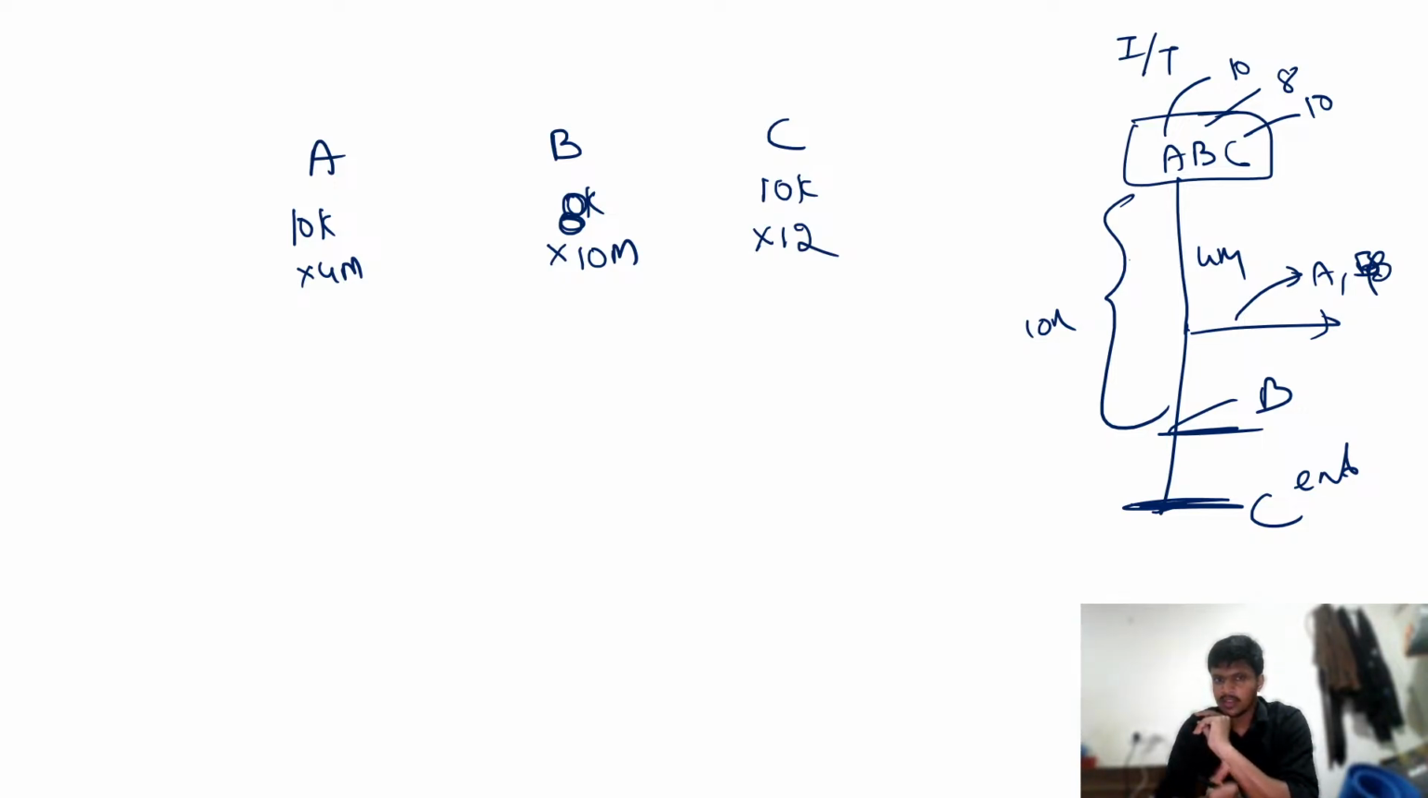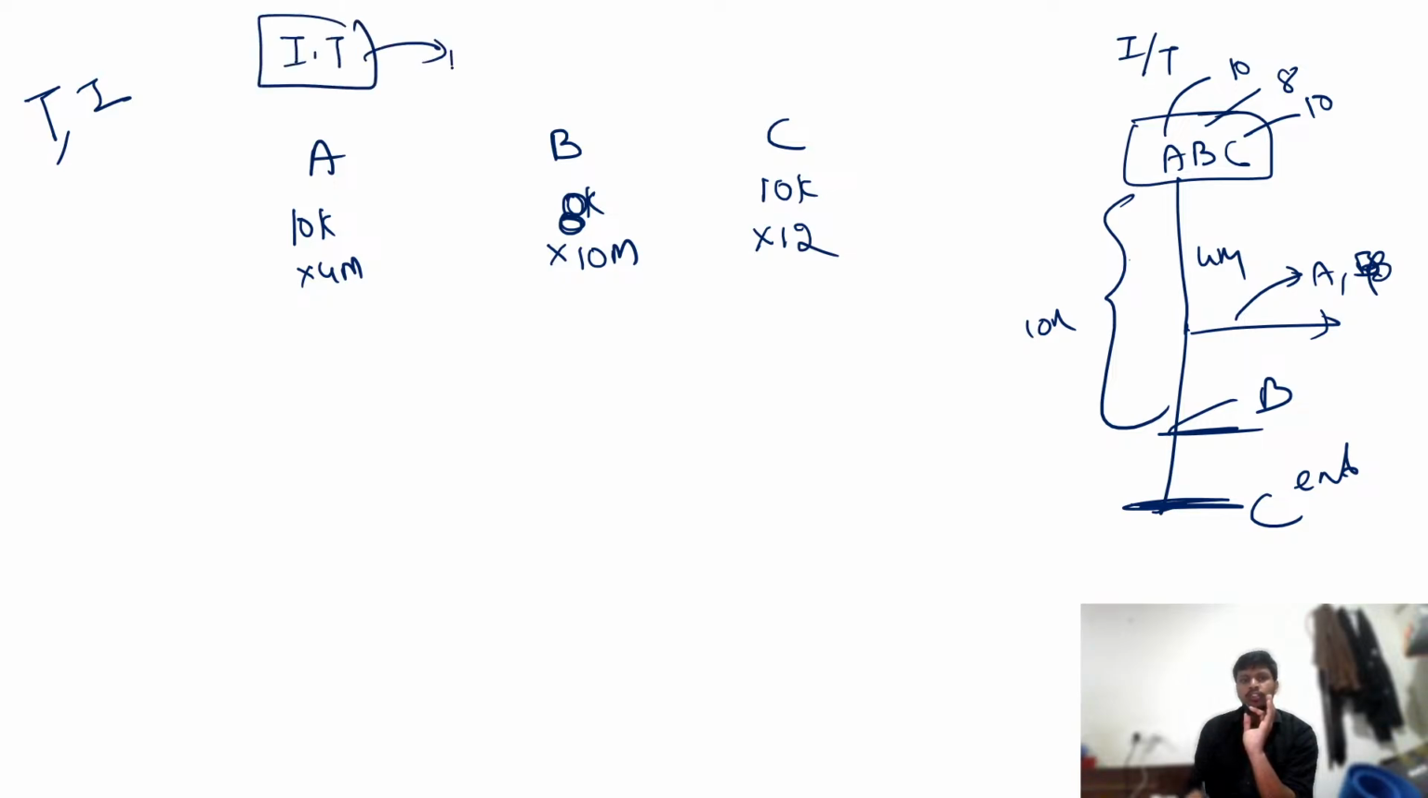A invested 10k, B invested 8k, C invested 10k. But A left the business after 4 months, B left after 10 months, C left after 12 months. I mean, C did the business till the end of the year. Now, how are you going to divide the profit? Here, if you observe carefully, there is a change in time and a change in investment. So, remember guys, whenever both are changing, you always have to multiply your investment with your time period.